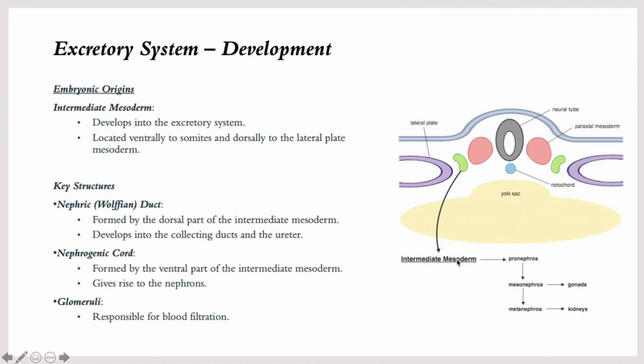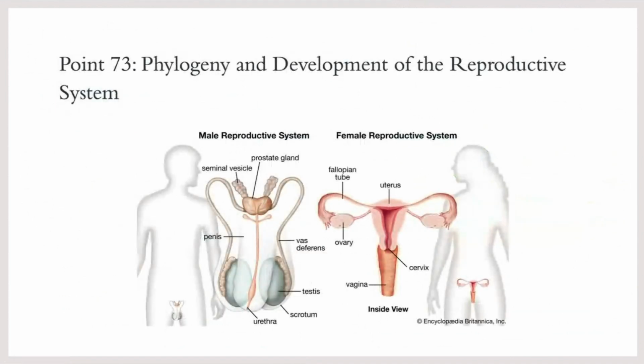So the intermediate mesoderm gives rise to the pronephros, the mesonephros, which are going to give rise to the gonads. These are the testes and the ovaries. And then the mesonephros are going to give rise to the metanephros, which are going to give rise to the kidneys. Okay, so that is the excretory system.